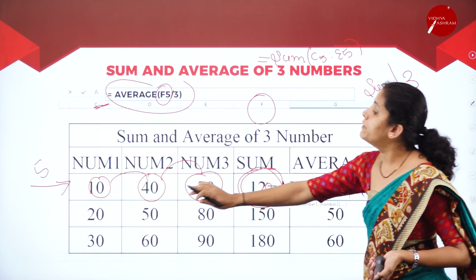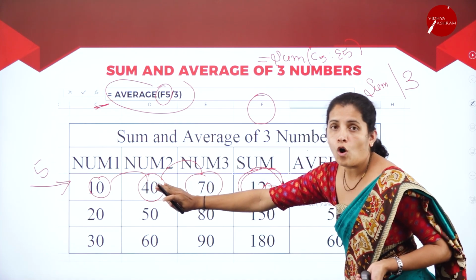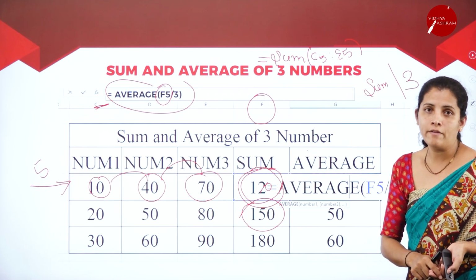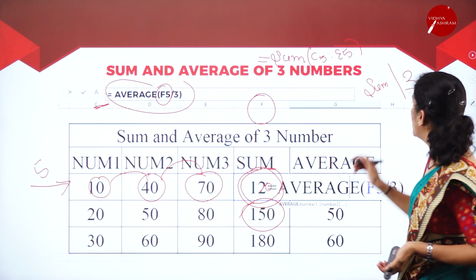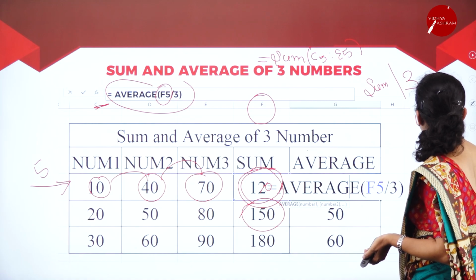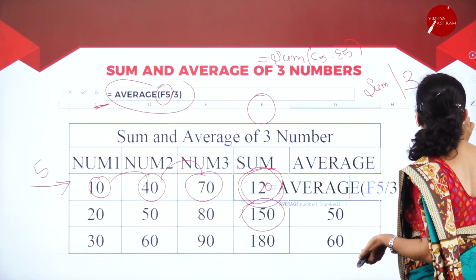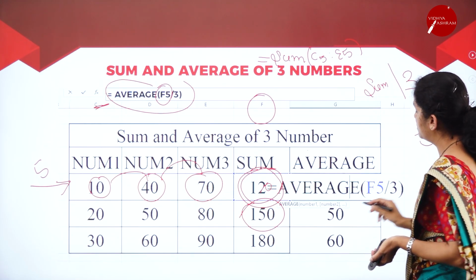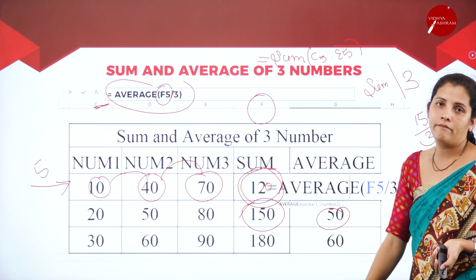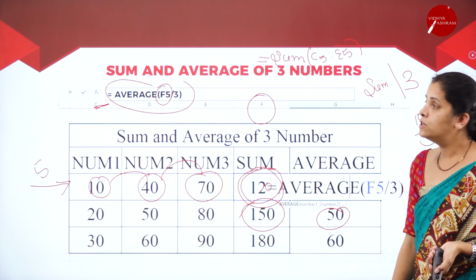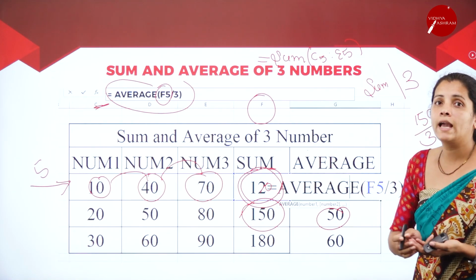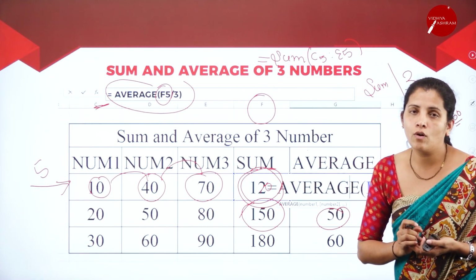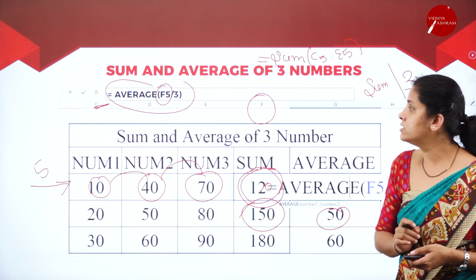If I consider the second row or second record, what is the sum I'm going to have? That is 150. And if I divide 150 by 3, what is the average value I'm going to get? That is nothing but 50. So here I'm going to get the average value 50. So this is the way the user can define formulas for any kind of arithmetic operations.